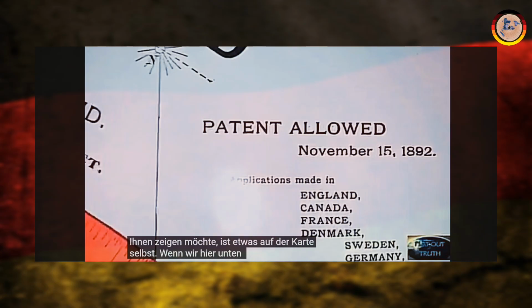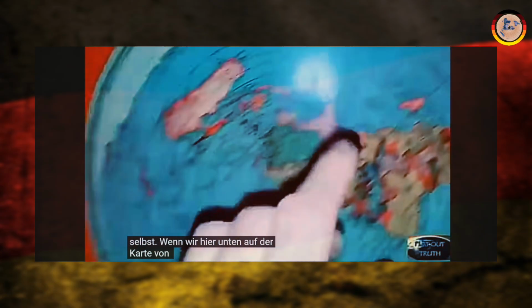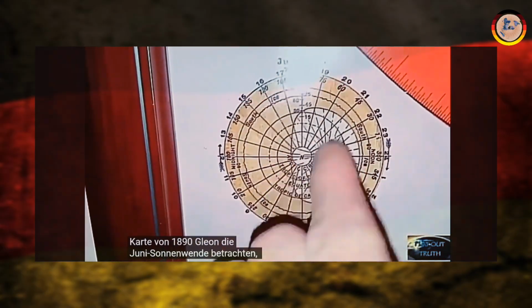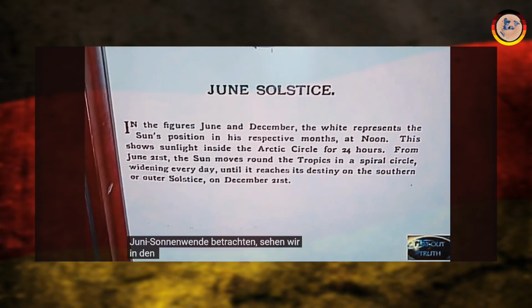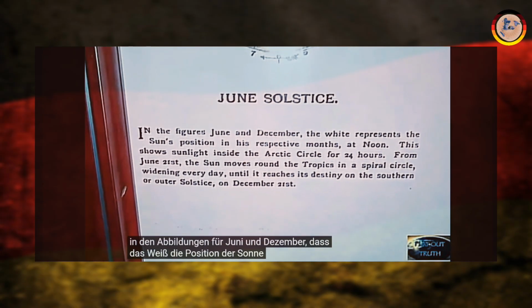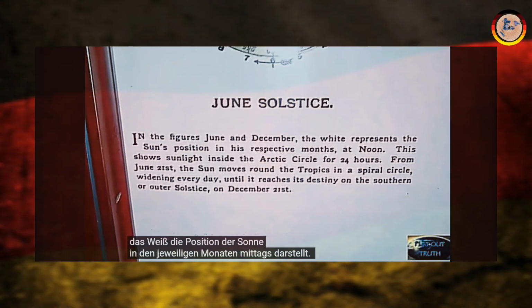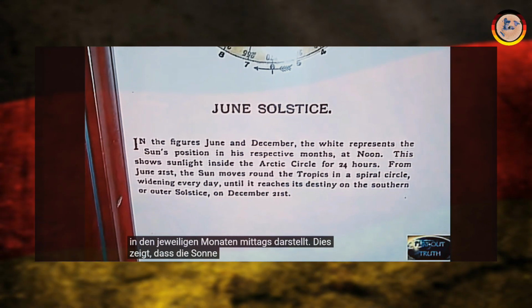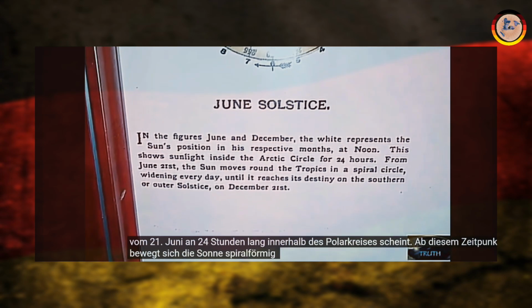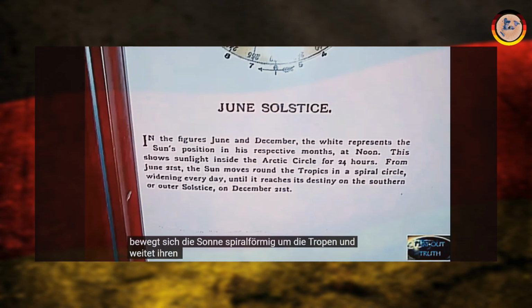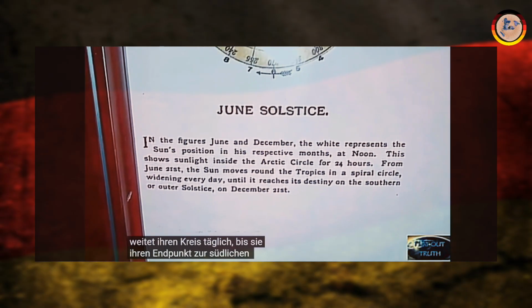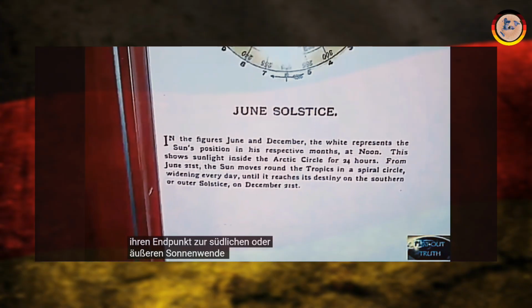If we go down here to the bottom of the 1892 Gleason map and look very closely at the June solstice, it says, "In the figures June and December, the white represents the sun's position in his respective months at noon. This shows sunlight inside the Arctic Circle for 24 hours. From June 21st, the sun moves around the tropics in a spiral circle, widening every day until it reaches its destiny on the southern or outer solstice on December 21st."